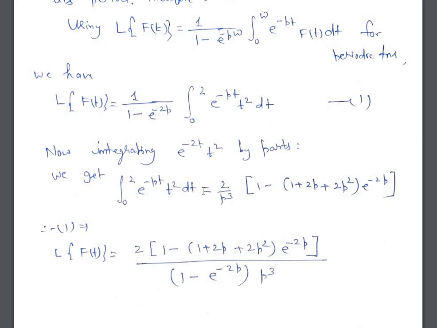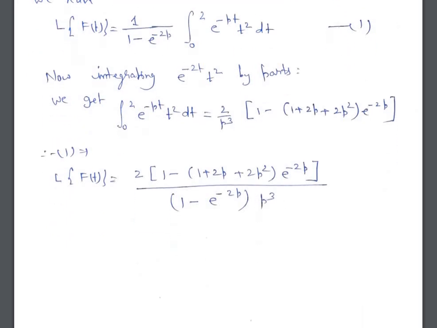So, put the value of this integral in equation number 1. We get L of f t equal to 2 into 1 minus 1 plus 2 p plus 2 p square e to the power minus 2 p, divided by 1 minus e to the power minus 2 p, into p cube.